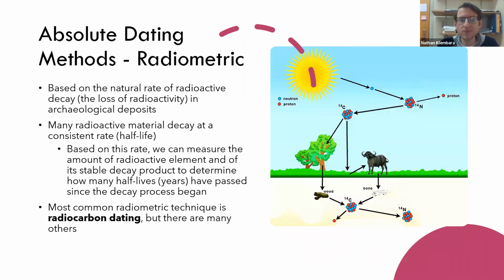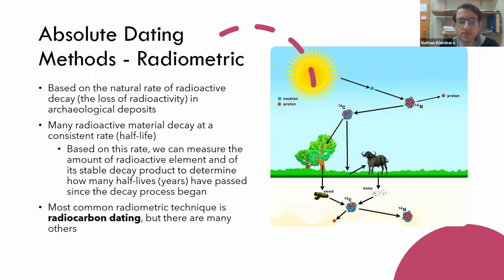The other really big absolute dating method is radiometric dates. And radiometric dating is any dating that's based on the natural rate of radioactive decay in archaeological materials. This works because a lot of radioactive materials decay at a consistent rate, which is what we call a half-life. So we can say that, for example, as one element decays into the next, the amount of time it takes for half of that element to decay into the other element, we call a half-life. And that's usually at a predictable rate.